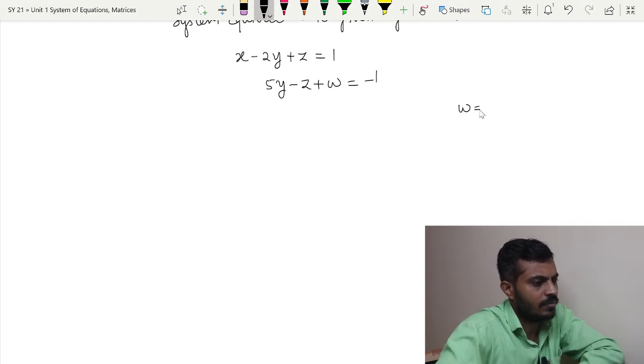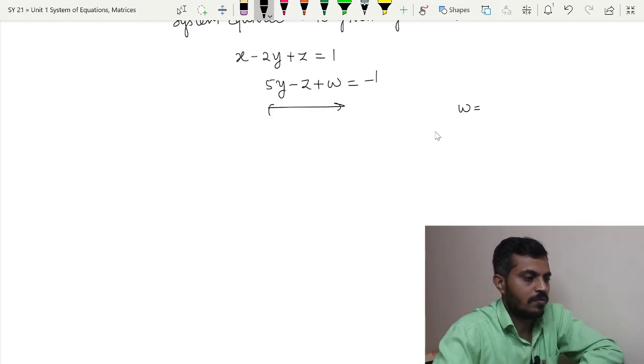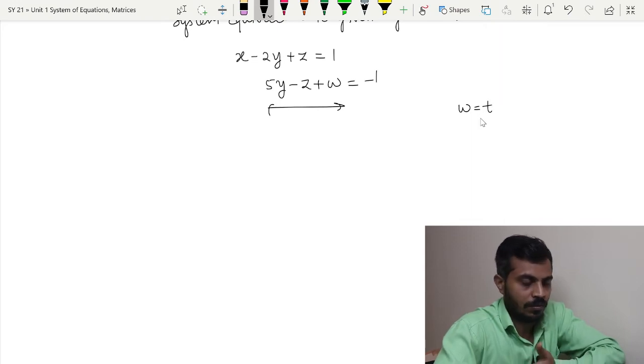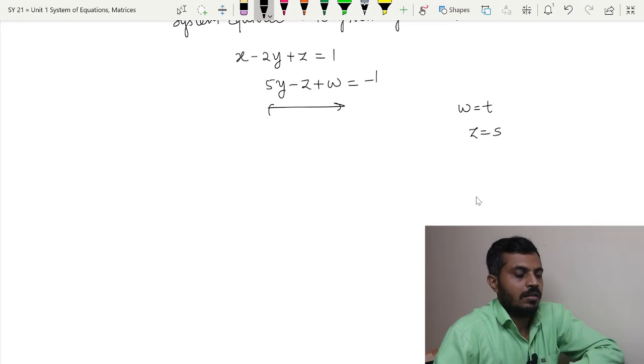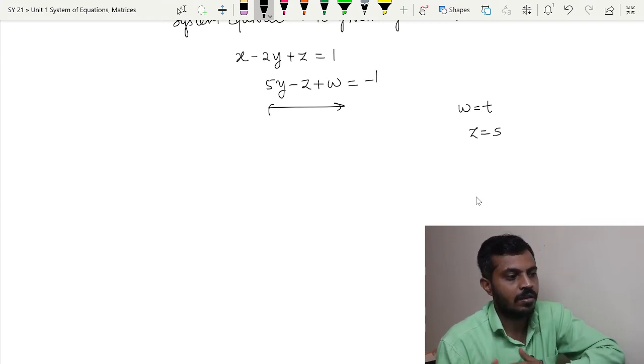So, let us try w. Always we think of the last equation in order to use parameters. So, first of all I will think of w, we will use t as the parameter for w, and for z we will use s. Now, since we have used 2 parameters, the next question is whether we should be able to find the values of the rest of the variables. Which are the variables left out? X and y. Let us see.